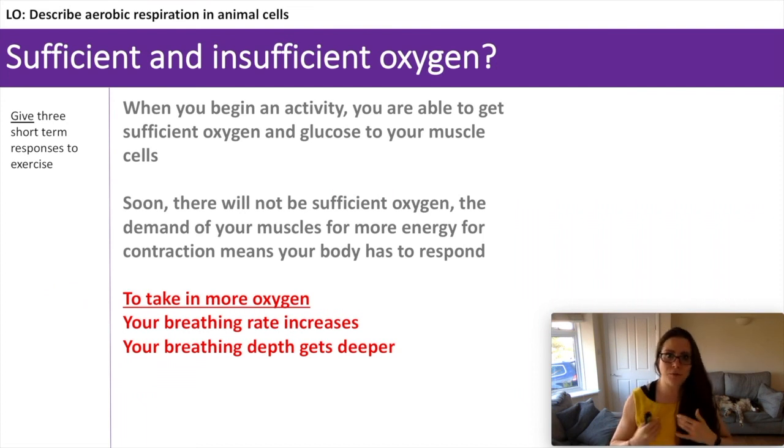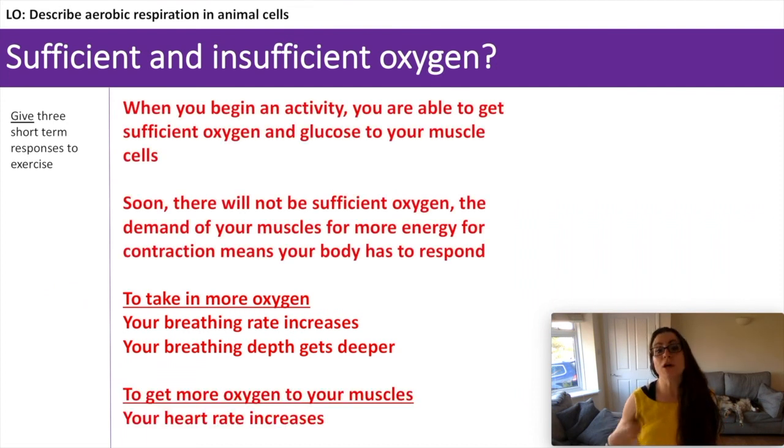To take it from your lungs to the muscles that need it, your heart rate also beats faster. We went from grey to red there. So your heart rate increases to pump your blood carrying this oxygen to the muscles where it is needed.